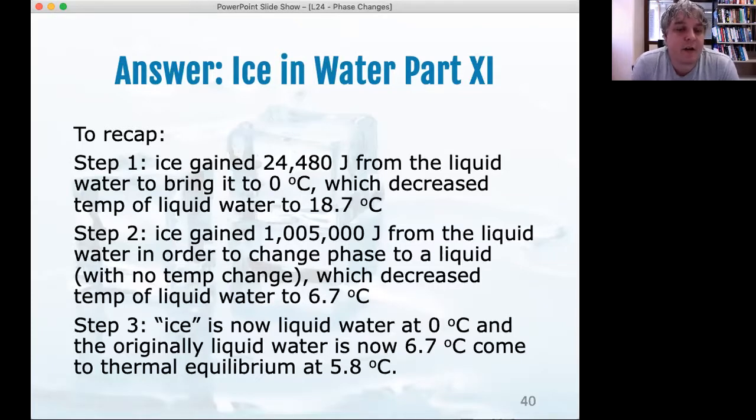In the third step, the ice is now liquid water at 0 degrees Celsius, and the originally liquid water is still liquid water, but it's now at only 6.7 degrees Celsius. And in order to come to thermal equilibrium, the liquid water would lose an amount of energy that was equal to the amount of energy the once ice water has gained in order to come up to that temperature, and that happened at 5.8 degrees Celsius.